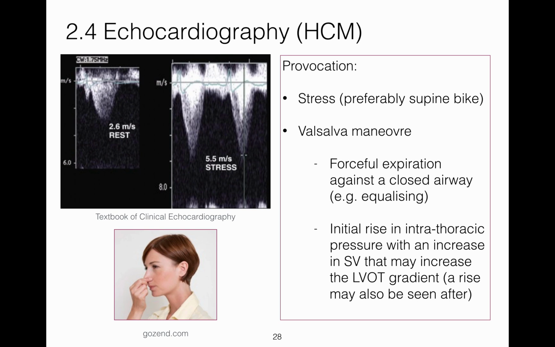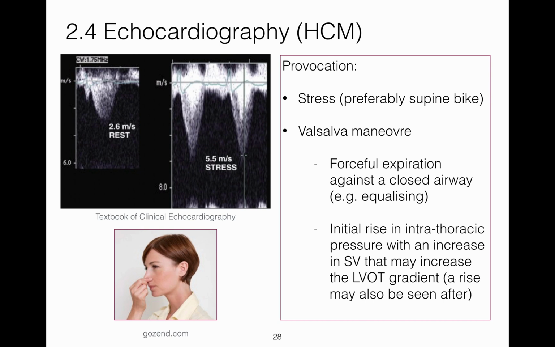Earlier I mentioned that obstruction can be provoked, that is, uncovered by stress. The images on the left of this slide, which are from the textbook, give an example of provocable hypertrophic cardiomyopathy, with the peak LVOT gradient increased by more than 2 times with exercise. The Valsalva maneuver is another way to uncover obstruction. A Valsalva is a forceful expiration against a closed airway, held for 5 or 6 seconds. A Valsalva is used, for example, to equalize the inner ear pressure with the ambient water pressure when diving.